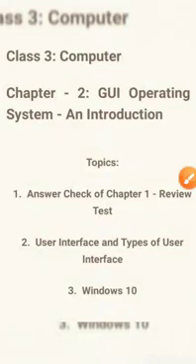Class 3 Computer, Chapter 2: GUI Operating System and Introduction. Topic: Answer check of Chapter 1 review test. Number 2, User interface and types of user interface. Number 3, Windows 10.